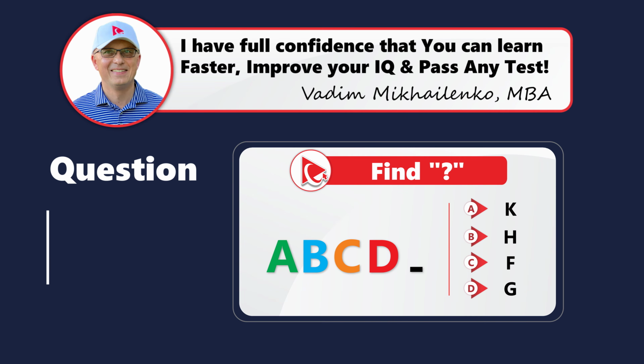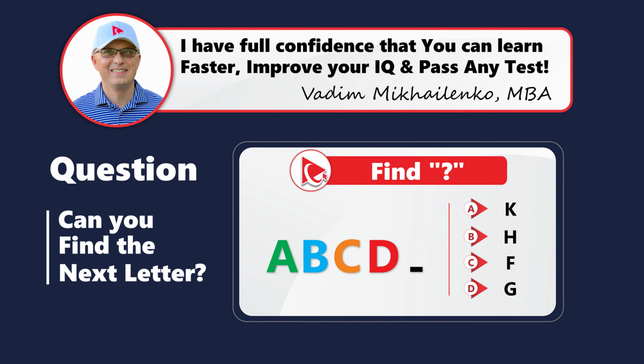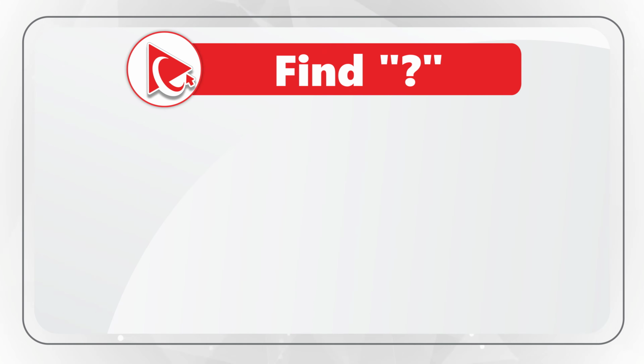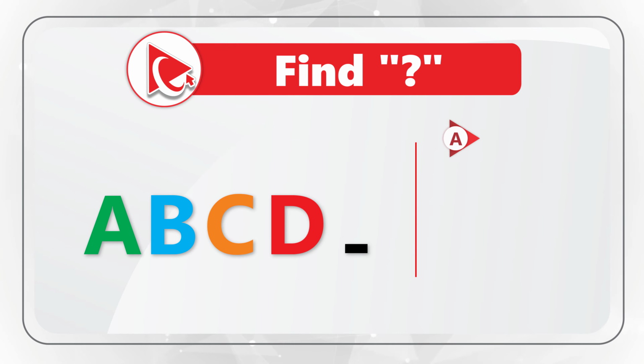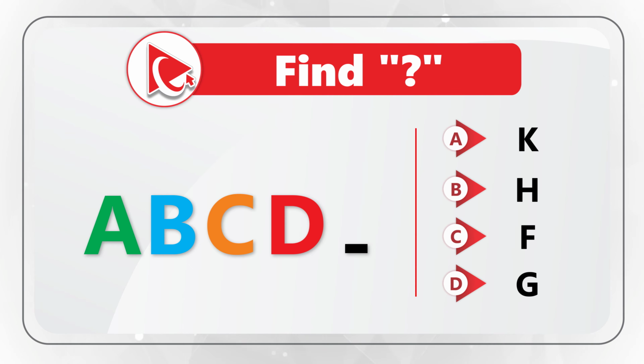I love this question just because the answer is so unusual. You need to determine the next letter in the sequence. The sequence is A, B, C, D, and then comes the missing letter. You need to select the letter out of 4 different choices: K, H, F, and G. And those match choices A, B, C, and D.